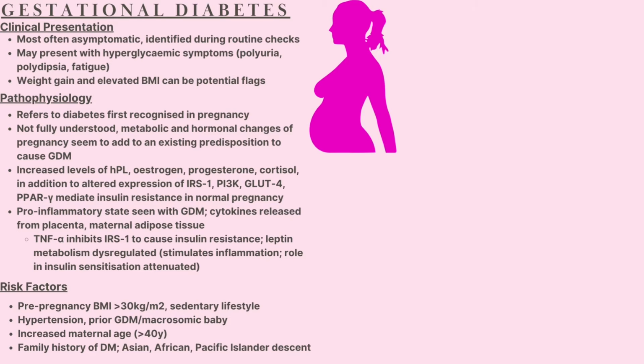Risk factors for developing gestational diabetes include a pre-pregnancy BMI greater than 30 kilograms per meter squared, a sedentary lifestyle, hypertension, prior gestational diabetes, or a previous macrosomic baby, increased maternal age, so that's a woman that's older than 40 when she becomes pregnant, a family history of diabetes, and being of Asian, African, or Pacific Islander descent.